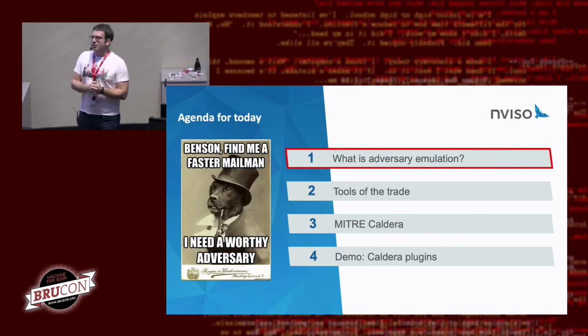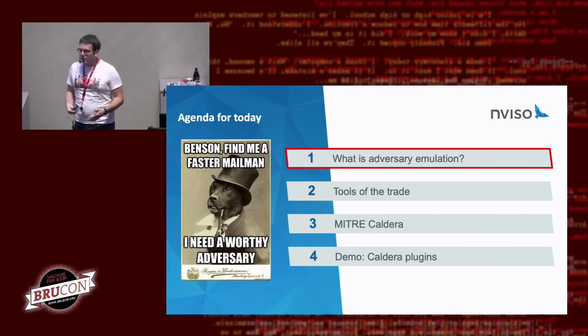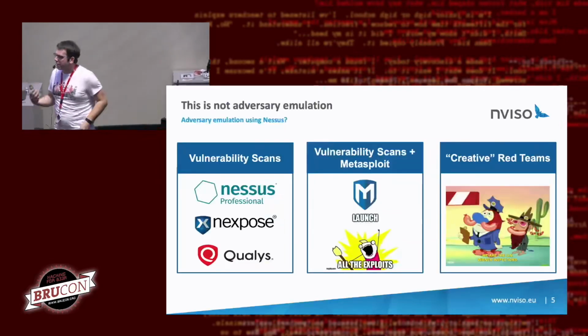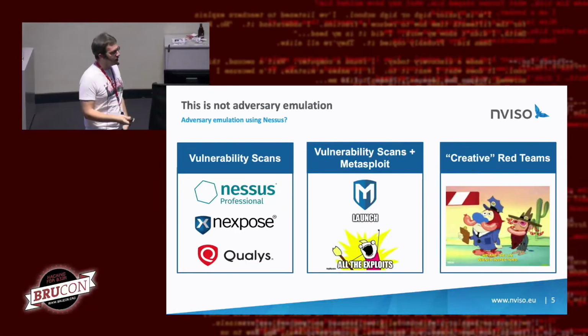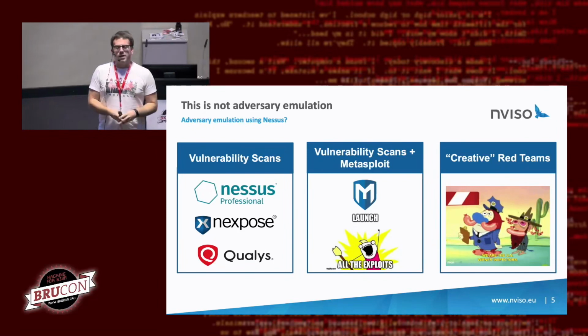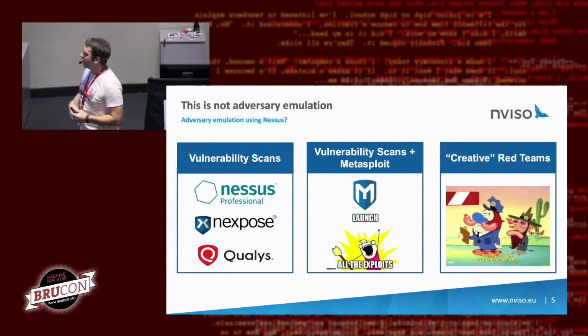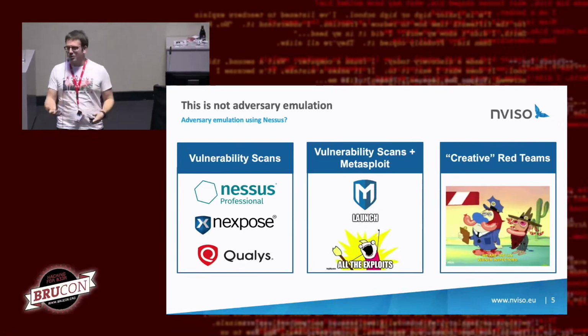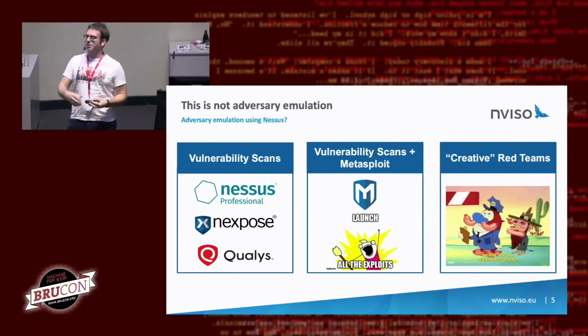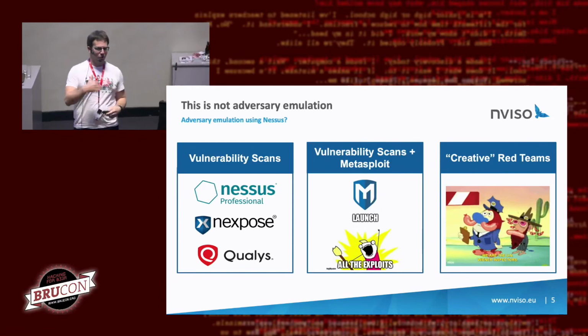So first up, what is adversary emulation? What are we trying to achieve here? I think it's important to make a distinction here. Of course, on the left-hand side, you've got your typical vulnerability scanners, everything, pen testing. This is not necessarily adversary emulation. It's something I see quite frequently as a consultant. You can already imagine, oh, we're going to do adversary emulation. The first step is we're going to launch a Nessus scan.